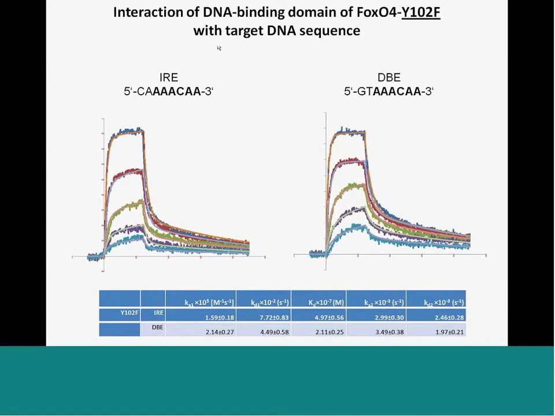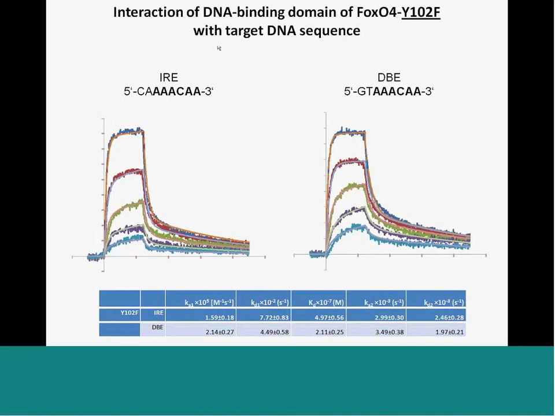So we were interested in the specific water contacts between these molecules, so we produced a lot of mutants. The one mutant is the specific substitution of tyrosine to phenylalanine in position 102, and we can see that the affinity of the protein to DNA is slightly decreased, and the decrease in the affinity is not due to association, but is due to dissociation.